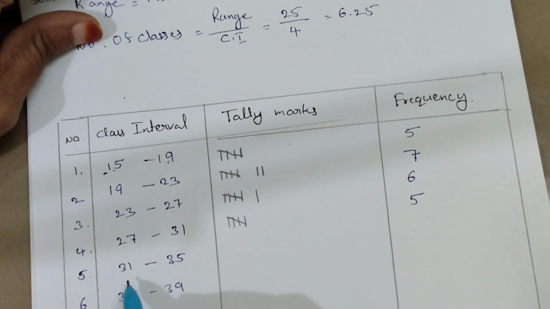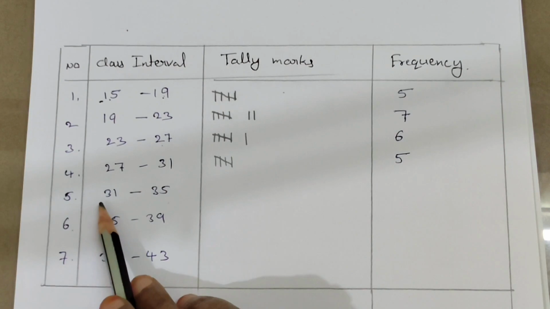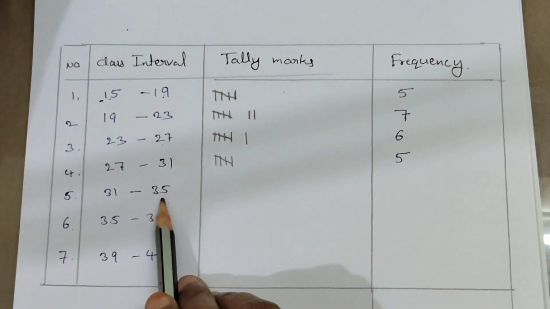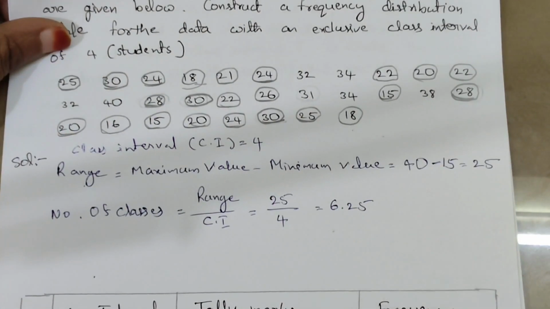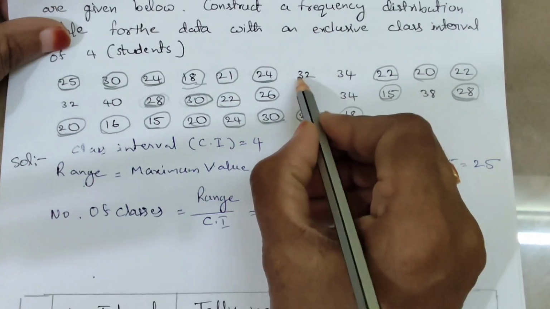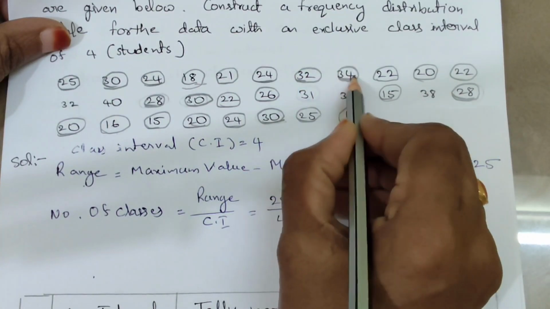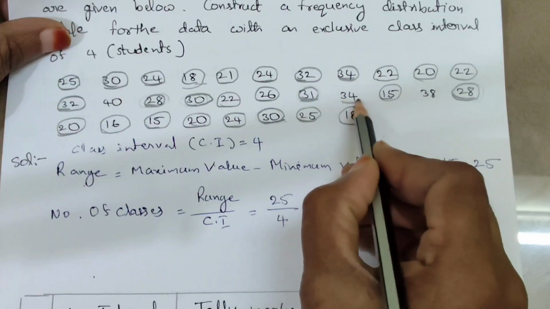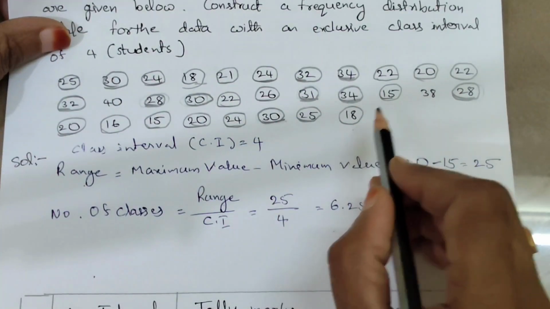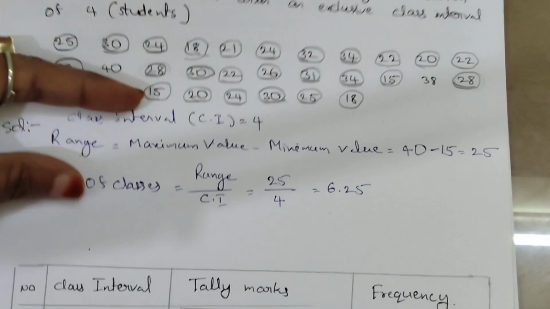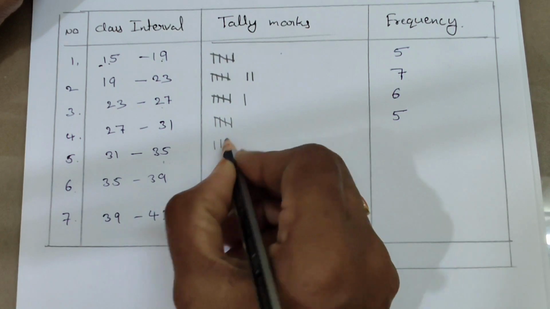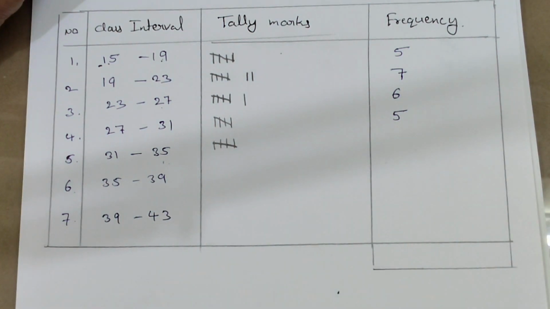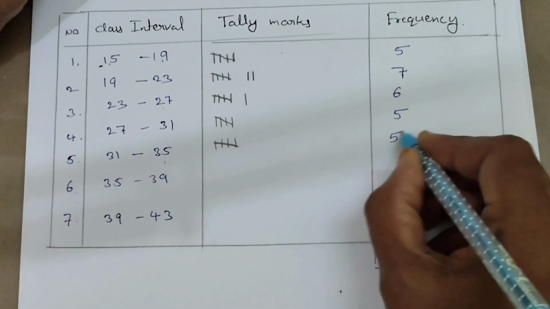Next, the fifth class is 31 to 35. Now we calculate the numbers in 31 to 35: 1, 2, 3, 4, 5. Here 5 numbers are there, so we write the tally marks as 5: 1, 2, 3, 4, 5, one bunch. Now we write the frequency as 5 also.